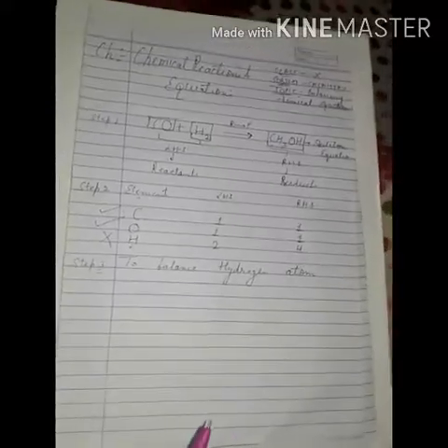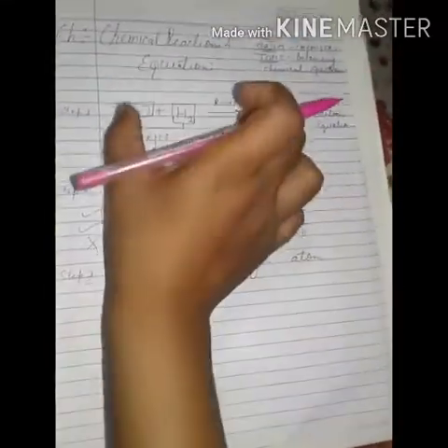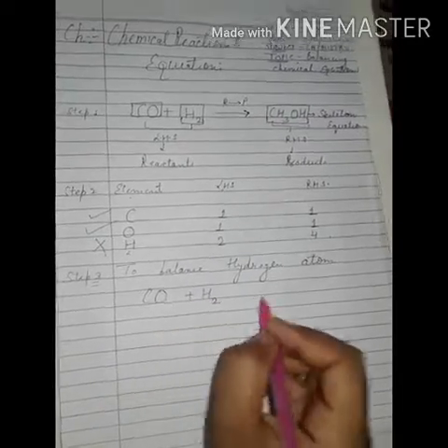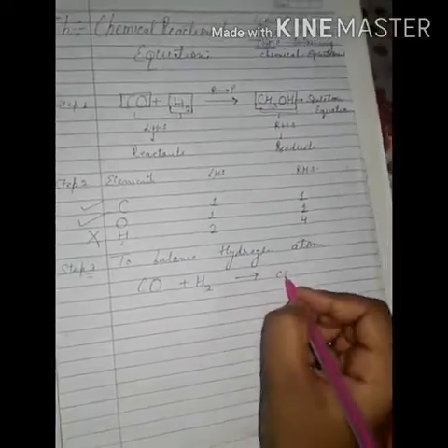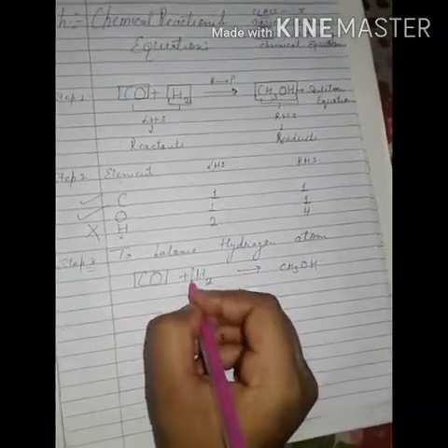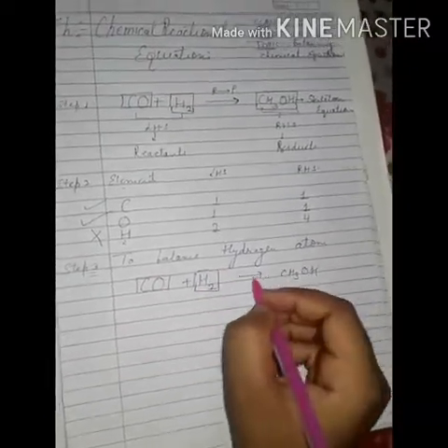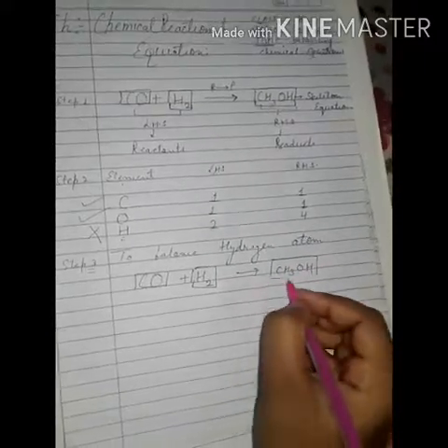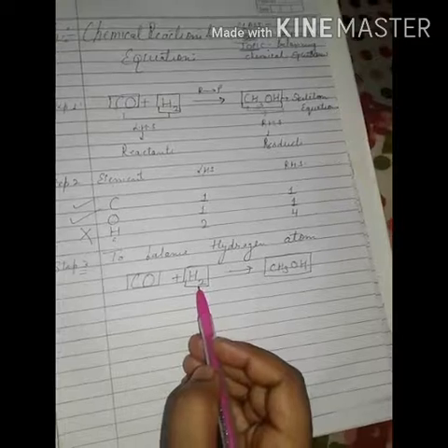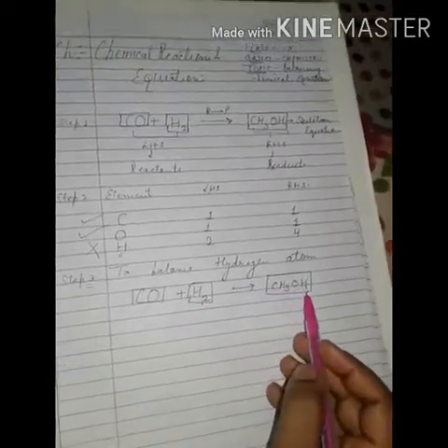In order to balance your hydrogen atoms, you have to rewrite this equation over here again. Carbon monoxide plus hydrogen gas, they react to give you CH3OH, and we have to again draw boxes. Now see, hydrogen on the left hand side was 2, right hand side it is 4.